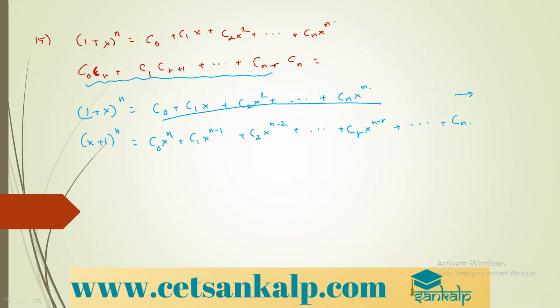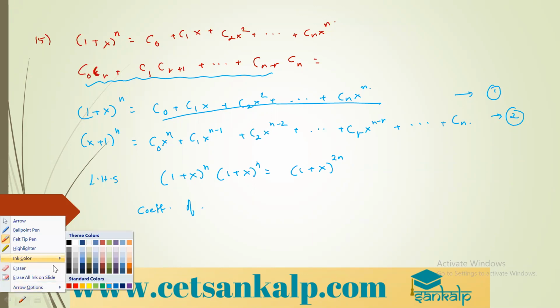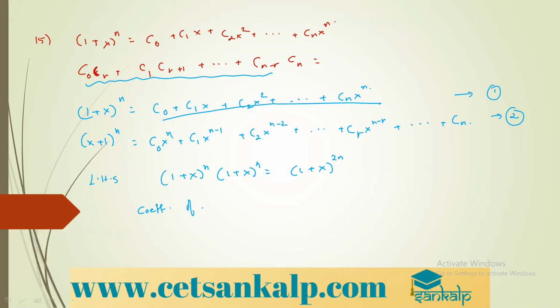Now I will multiply equation 1 and equation 2. So on the left hand side, I will be multiplying (1 plus x) whole power n with (1 plus x) whole power n, because they are the same, giving (1 plus x) whole power 2n. And I have to take the coefficient of what? So that I have to observe. You can't take whatever we like, as you have seen.